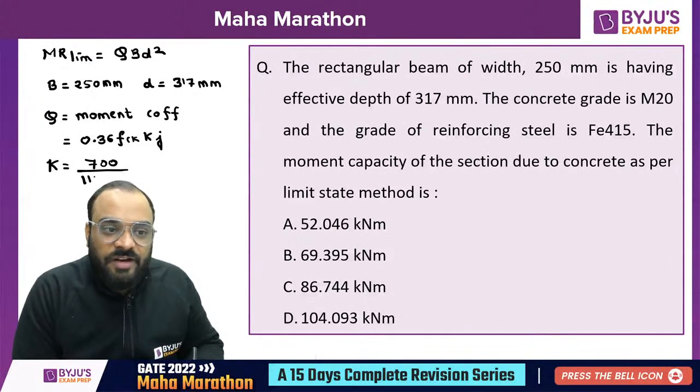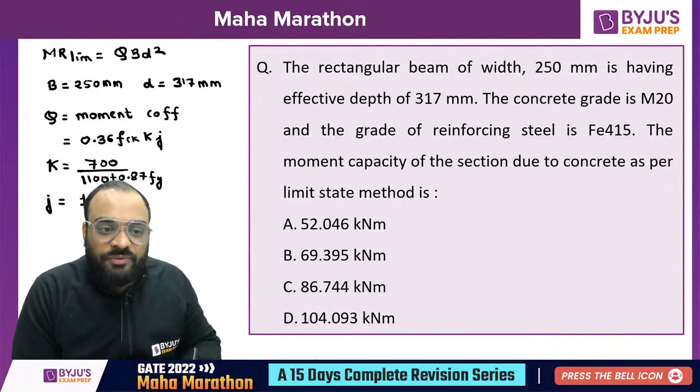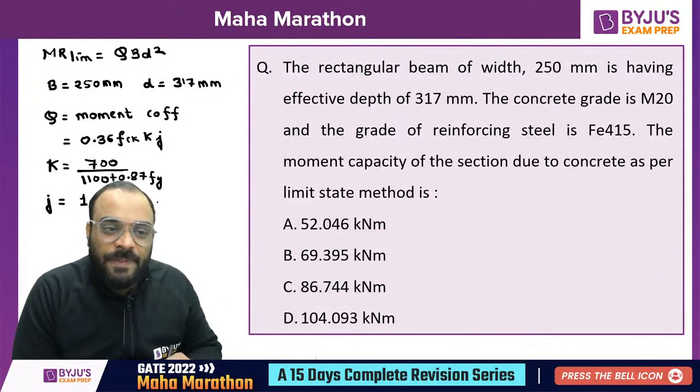So K is 700 divided by 1100 plus 0.87 fy. Now what is J? J is basically the lever arm depth factor, which you can write as 1 minus 0.42 times K. Okay, now let's put all the values so that you can get the answer.